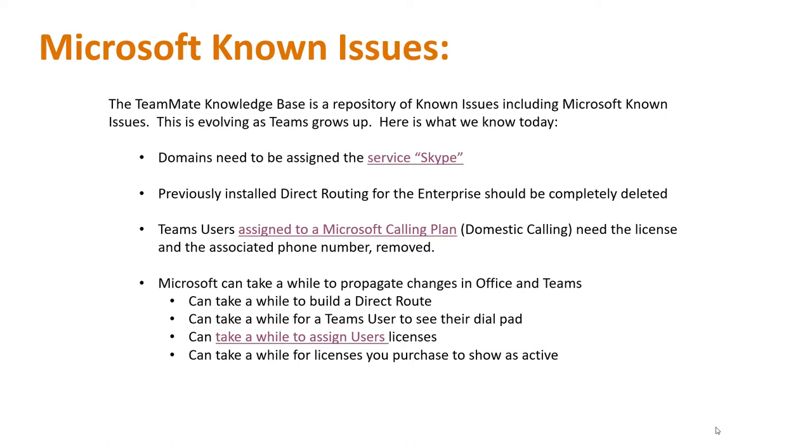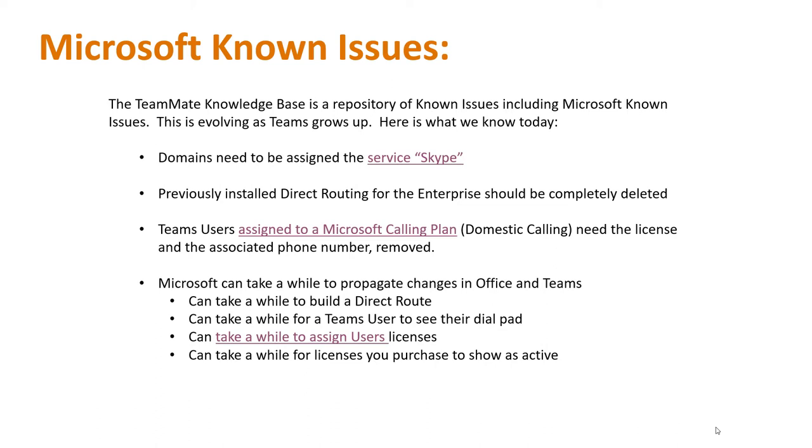For setting up direct routing, a domain must be identified, an existing domain on the enterprise. That domain needs to have the service Skype assigned to it. Many do. Previously installed direct routing: if another attempt has been made with another system or a PowerShell manual process of setting up direct routing, it's best to remove that completely. Generally, the interplay is on the user. You can have multiple direct routings or voice routes on an enterprise. When you try to change them on the user, there can be some conflict. That's why we recommend full removal before assignment.